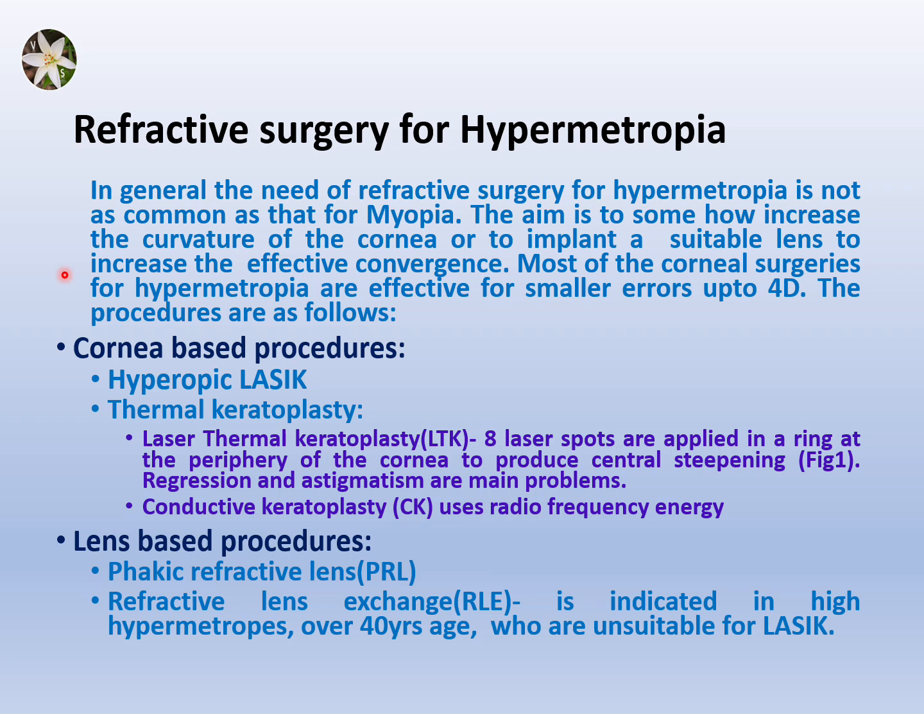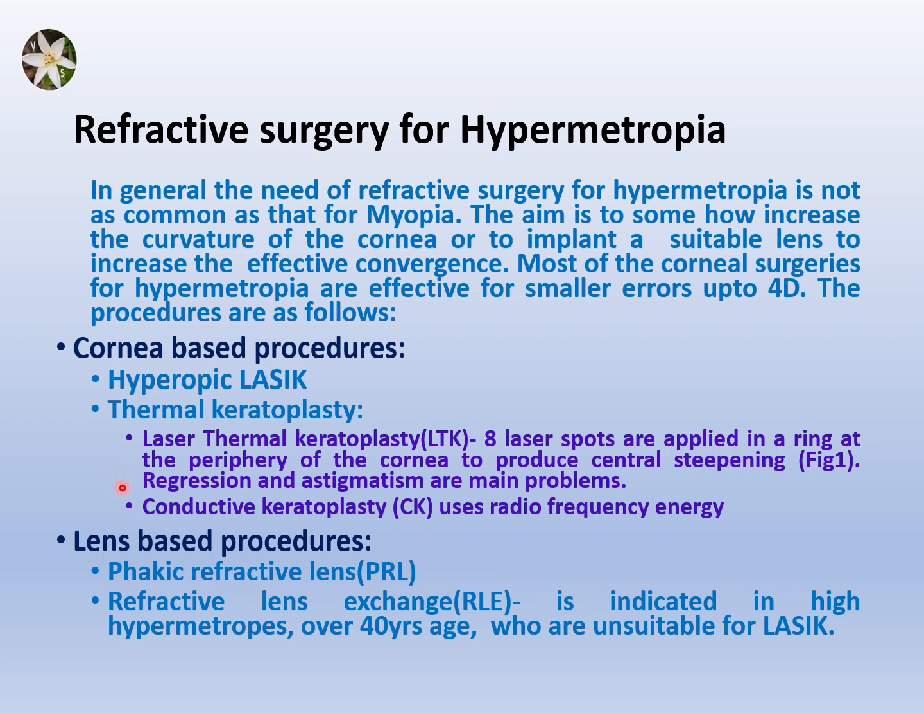In exceptional cases, maybe up to 6 diopters. The procedures are as follows. The cornea-based procedures are hyperopic laser thermal keratoplasty. In laser thermal keratoplasty, 8 laser spots are applied in a ring at the periphery of the cornea to produce central steepening, as shown in figure 1.